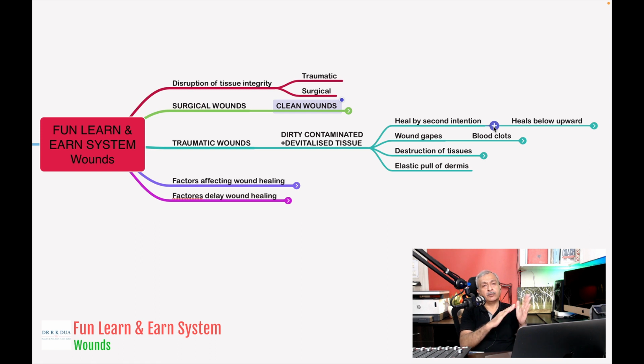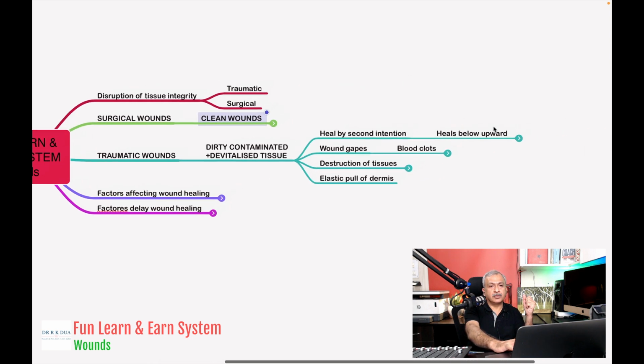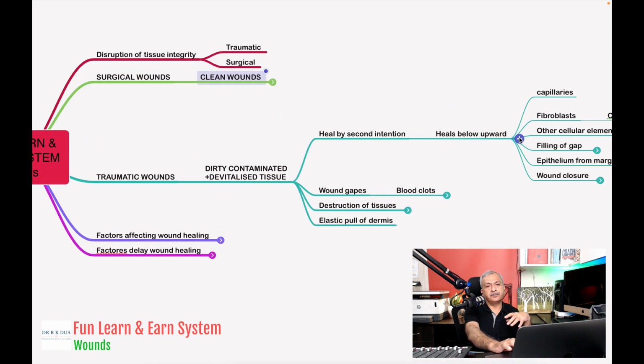We have to remove the excess of the granulation tissue and make it so that the granulation is at the level of the epithelium of the skin, so that the epithelium from the margin of the wound can easily migrate over the granulation tissue and it will cause closure of the wound. So it heals from below upward.